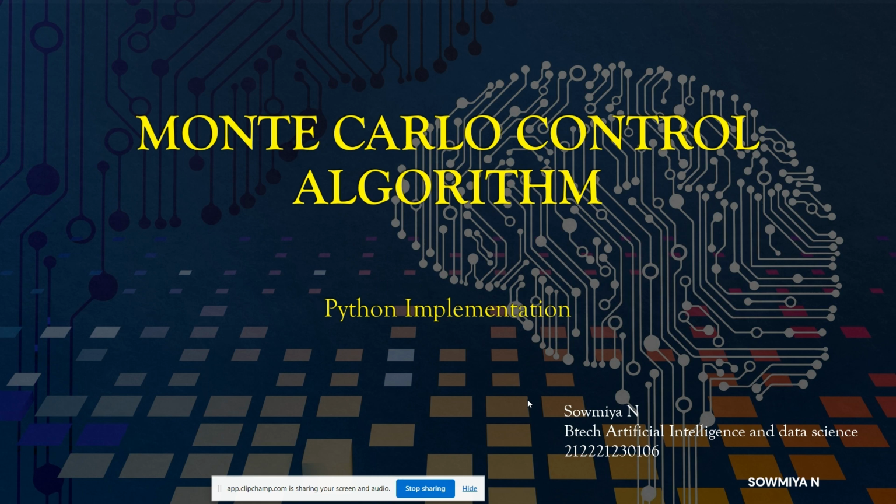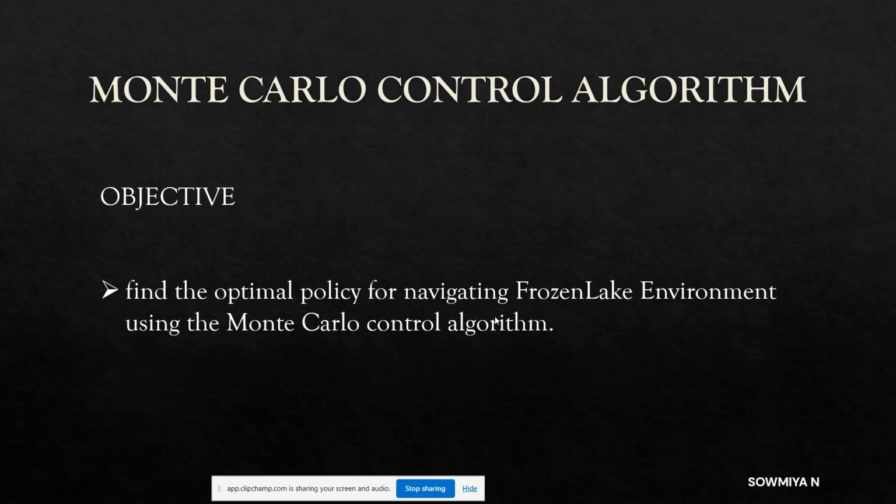It shows the effectiveness of the algorithm in finding the optimal policy for navigating the grid world, as evidenced by the printed output. So the objective of the program is to find the optimal policy for navigating a grid world environment called the frozen lake using the Monte Carlo control algorithm.